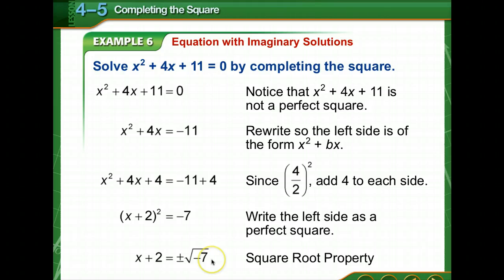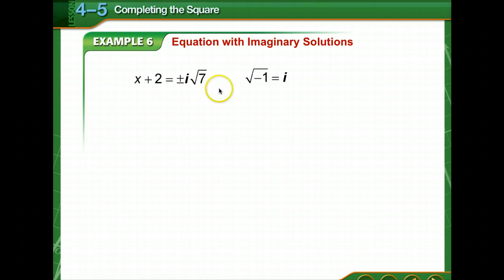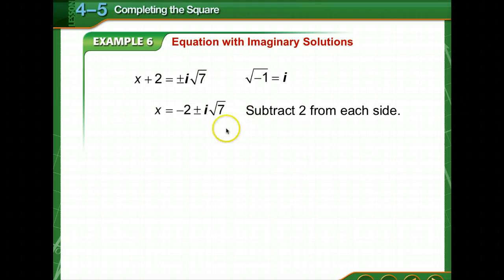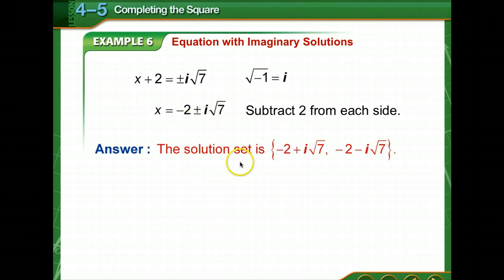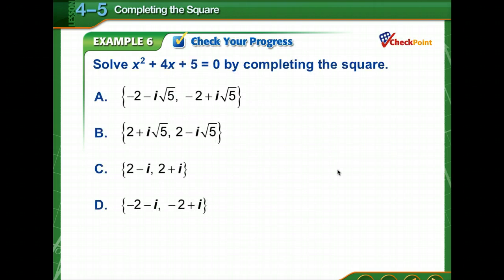Notice we have a square root of a negative number, so we know that we're going to end up with a complex answer. x plus 2 is equal to plus or minus i times square root of 7, because square root of negative 1 is i. We're going to subtract 2 from both sides, so our solution set is negative 2 plus i square root of 7 and negative 2 minus i square root of 7. Okay, time to check your progress by completing the square, so pause for a moment and come back and check your answer.